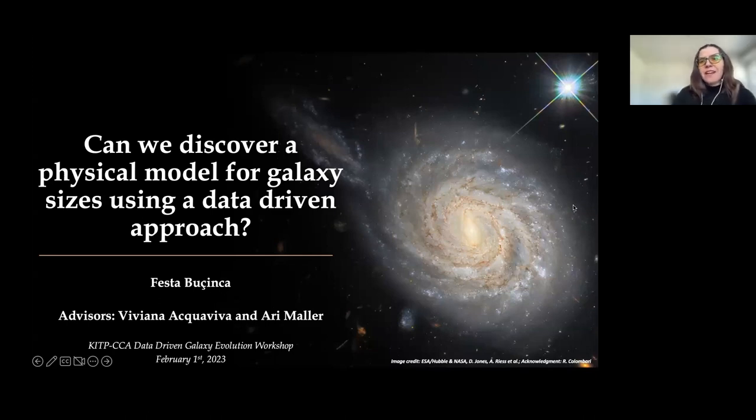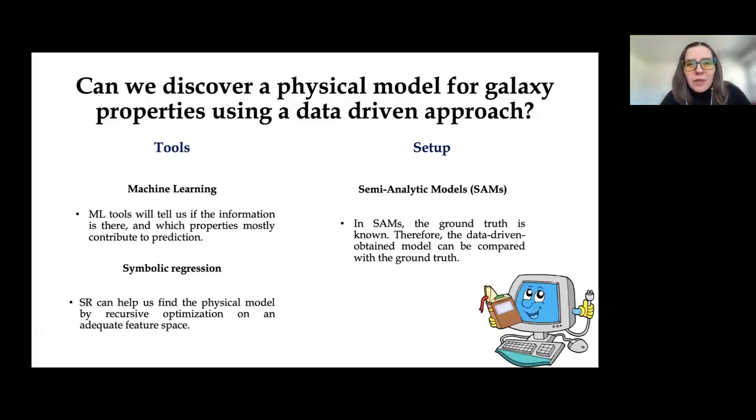Okay. Hi, everyone. My name is Festa Bucinca. I am a graduate student at City University of New York, working with Viviana and Ari. And recently, we've been thinking about whether we can discover a physical model for galaxy sizes using a data-driven approach. So initially, we start with a question whether or not we can discover a physical model for any galaxy property using a data-driven approach. Now, machine learning tools are well equipped to tackle the complexity of such a problem simply because we can learn whether the information is there or not, and which properties mostly contribute to the prediction.